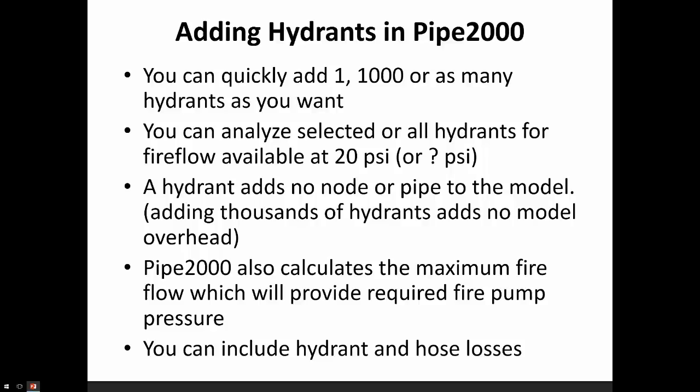Pipe 2000 also calculates, in addition to the fire flow available to maintain, say, 20 psi, the fire flow that would allow a specified pressure at the suction side of the fire pump, which is very significant because this may be significantly less than the 20 psi fire flow. You can also include hydrant and hydrant losses.